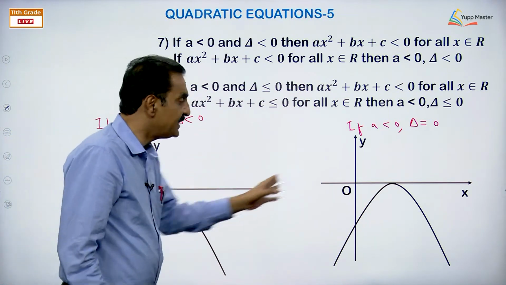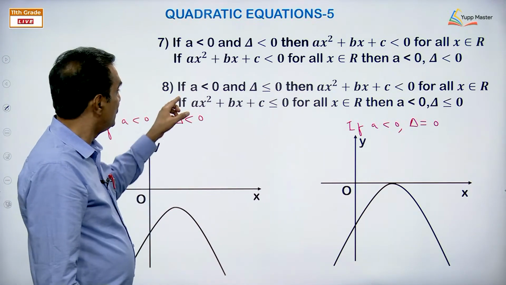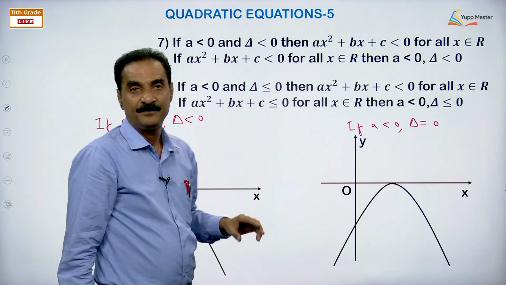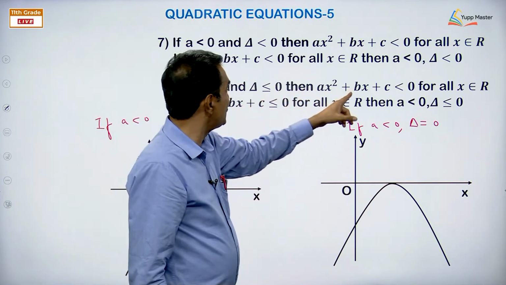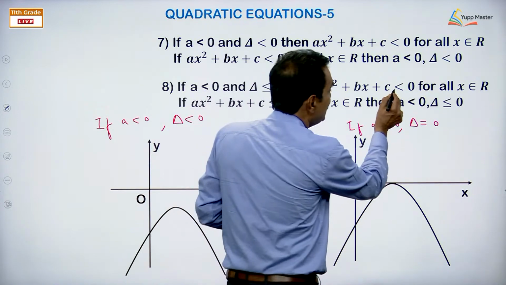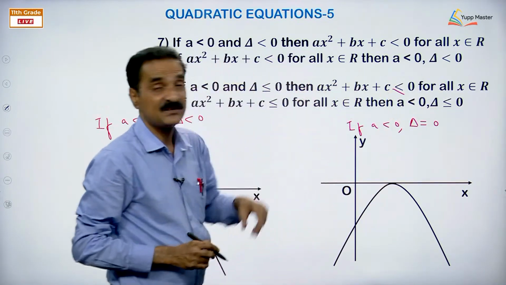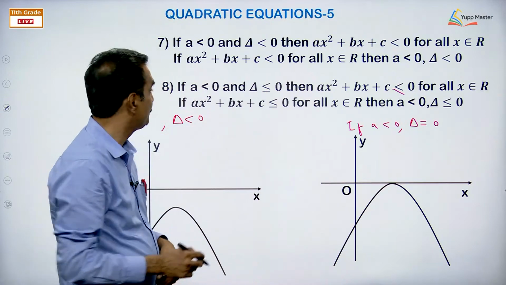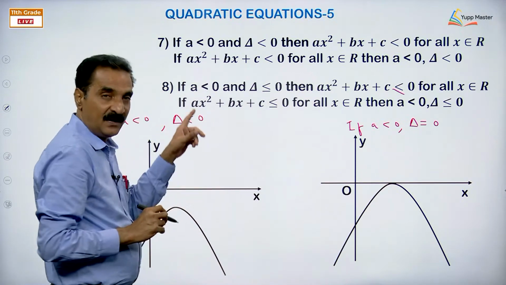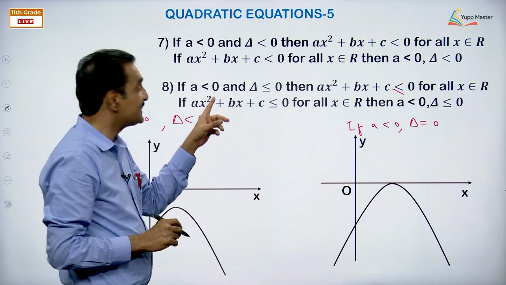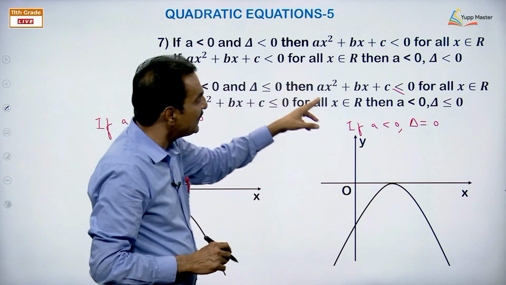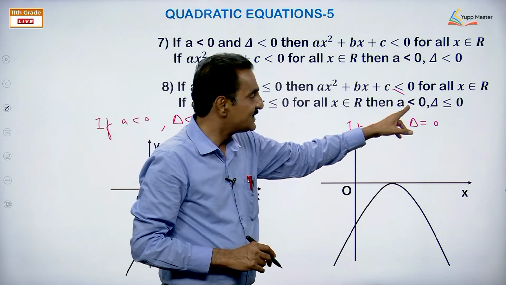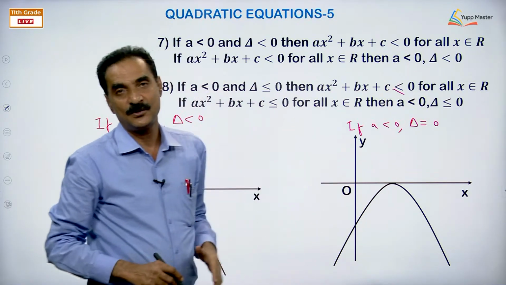Next, if we combine these two cases: if a is less than 0 and delta is less than or equal to 0, then ax square plus bx plus c is less than or equal to 0 for all x belongs to R. Converse: if ax square plus bx plus c is less than or equal to 0 for all real values of x, then the necessary condition is a is less than 0 and delta less than or equal to 0.